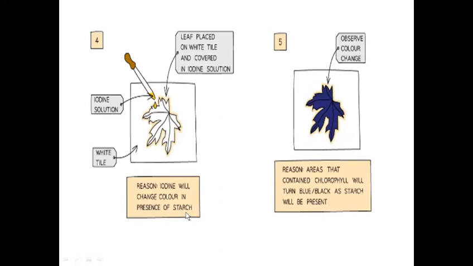And what color change? See, the normal color of iodine is brownish red. And if there is starch, then it turns to blue black. You can see here in the last step, areas that contain chlorophyll will turn blue black as starch will be present there. Is it clear? Yes, Mr. It's clear. So actually, this experiment is based on the detection of starch in the leaf.